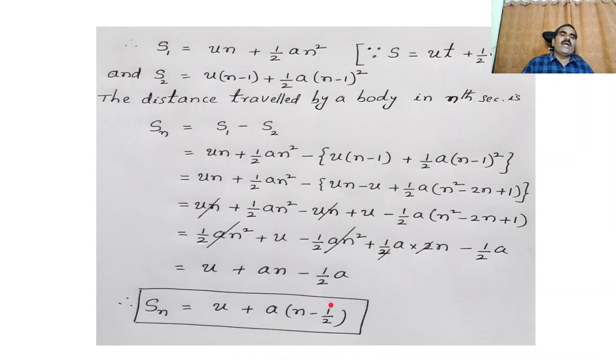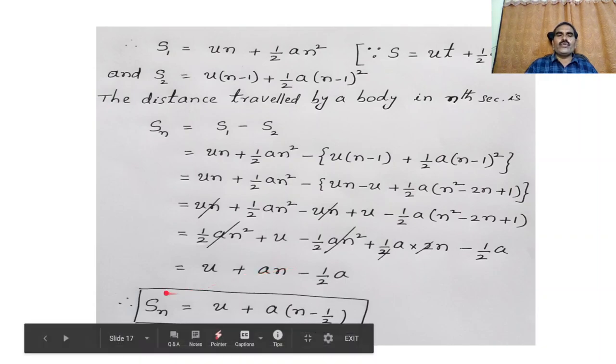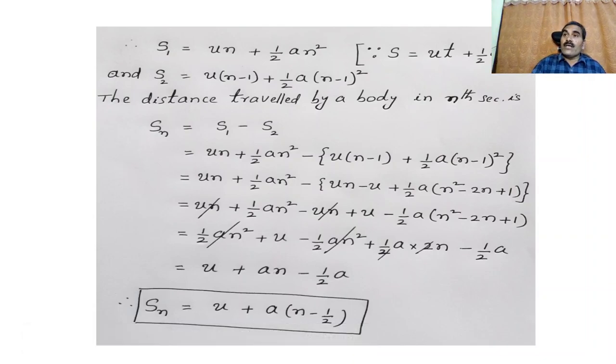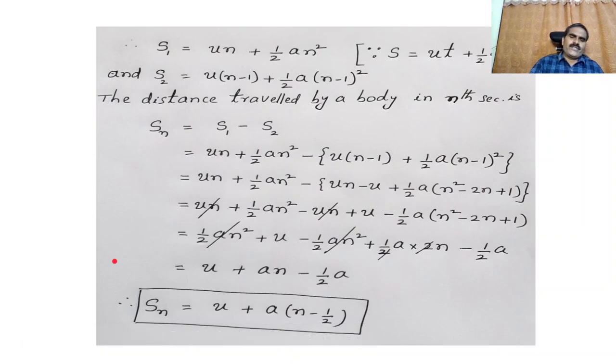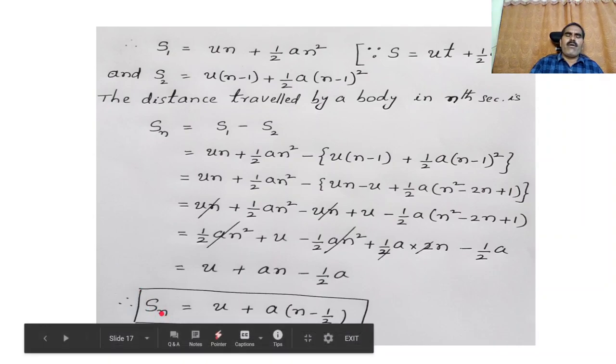This is about the distance traveled by the body in the nth second. Means it is used to calculate the distance traveled by the body in the last second. These are the four important equations of motion which occur in this chapter. These are very useful in higher education. So we have to remember all four equations in doing the problems.